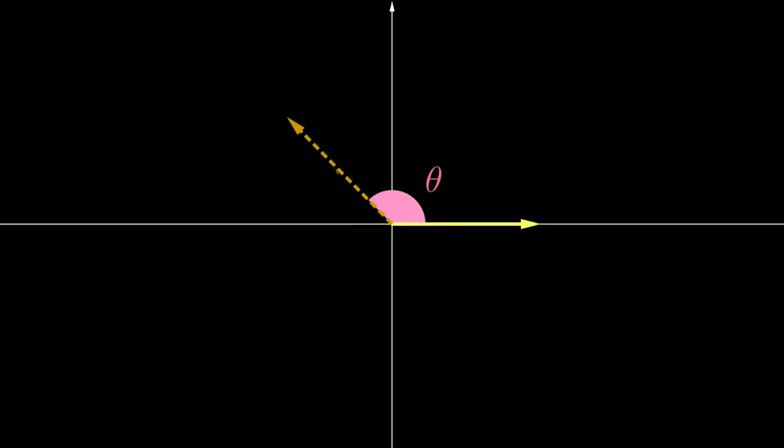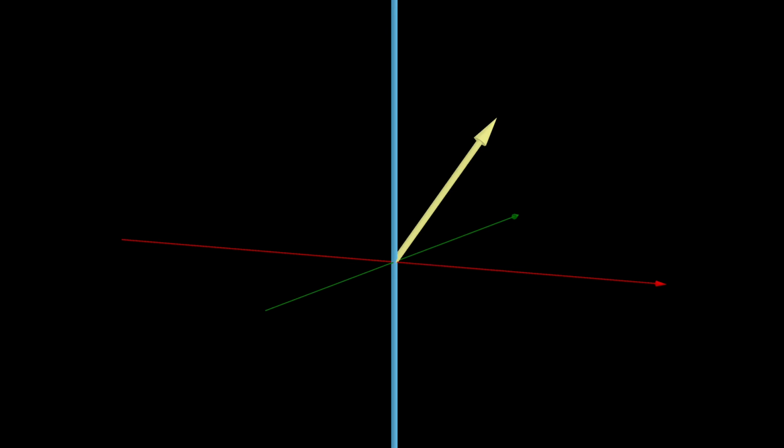If you want to rotate a 2D vector, the only information you need is the angle of rotation theta. You can then rotate about the origin anti-clockwise with the angle. If you want to rotate in 3D, you need to specify two pieces of information. First, the axis you rotate along, and then the angle of rotation.